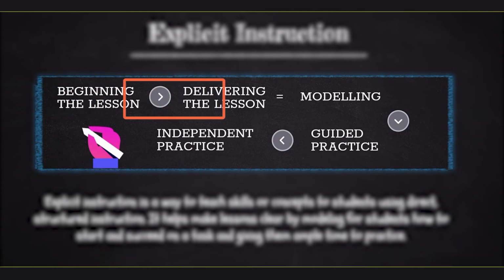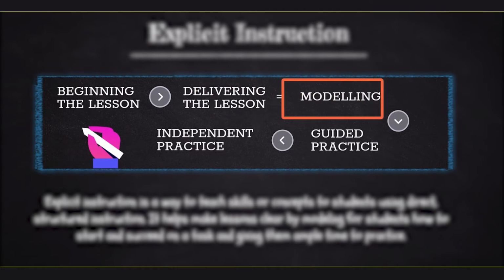And then delivering the lessons. In this stage, there are three steps: modeling, guided practice, and independent practice. The first one, modeling, consists of the teacher demonstrating a task for students and describing exactly what is being done as it is being done. The goal of the modeling step is for the teacher to explicitly state the what, why, how, when, and where of what they are doing.